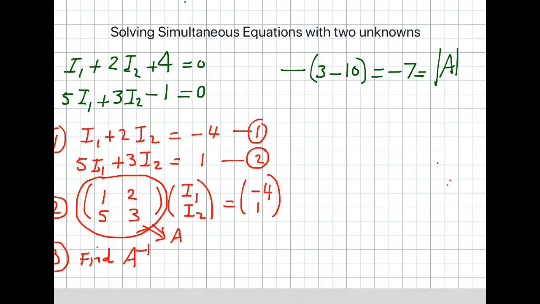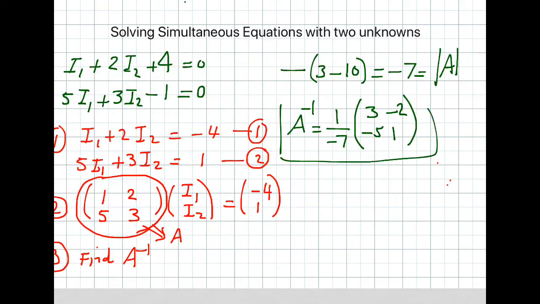Then the inverse of this matrix A will be equal to 1 over minus 7 times the matrix where the 1 and 3 swap places, so it becomes 3 and 1, and the 2 and 5 get multiplied by minus 1, so that's minus 2 and minus 5 here. And that is the inverse of this matrix.